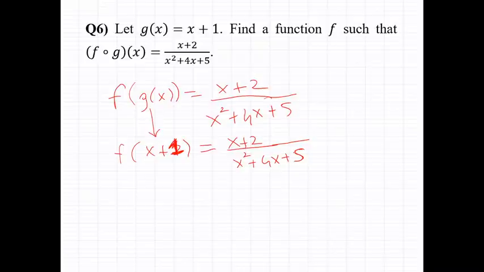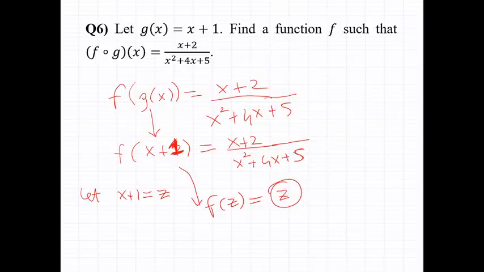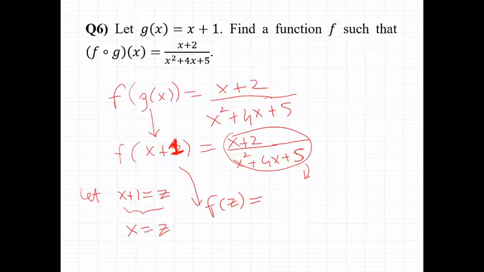We can set, okay, let x plus 1 be z. Then you can write here as f of z. Now the idea is to write everything in terms of z here. So what is this in terms of z? So this is the idea. Now how can we convert this to a z here, a function of z? Now the idea here is using this conversion here, we can write here x is equal to z minus 1.